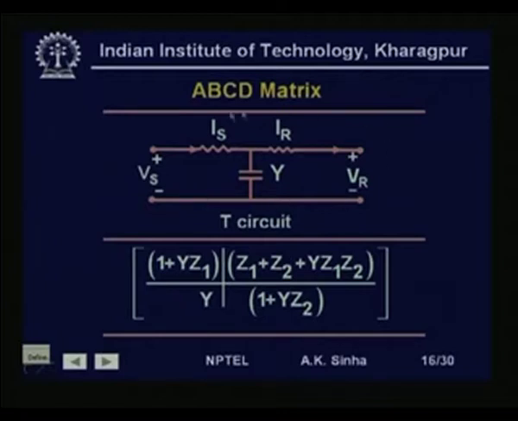In this kind of a model, which is a T equivalent circuit for the transmission line, the ABCD parameters will be given by A is equal to 1 plus y z 1, where this is z 1 and this is z 2. So, 1 plus y z 1 and B will be equal to z 1 plus z 2 plus y z 1 into z 2. And C will be equal to y and D will be equal to 1 plus y z 2. Again, for this, if you see, AD minus BC will be equal to 1.